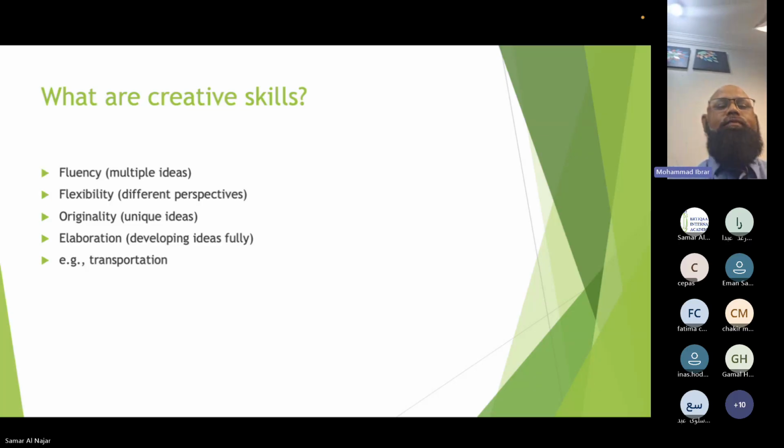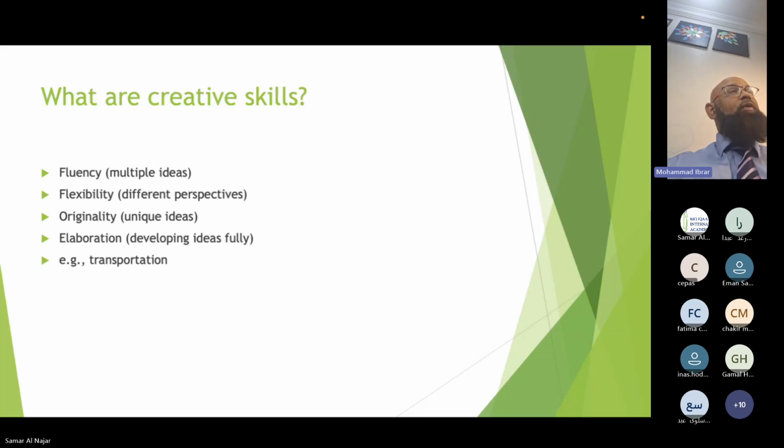So let's look at some of the critical creative skills here. Like, for example, fluency. Whenever we provide our students a topic to write something on, students brainstorm ideas. So that's called fluency, like generating a lot of ideas related to the topic.